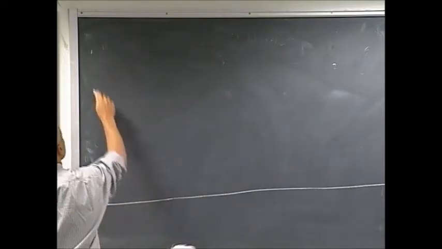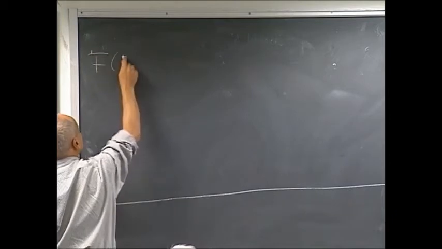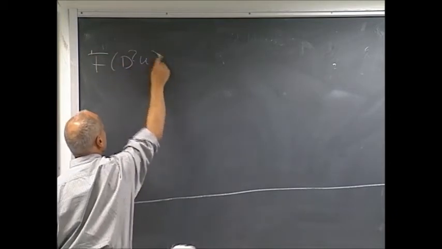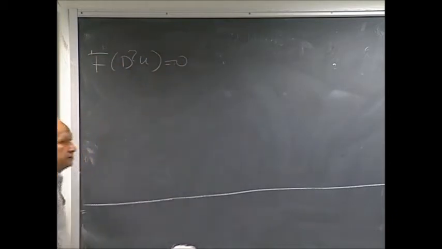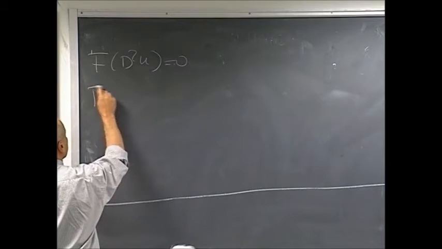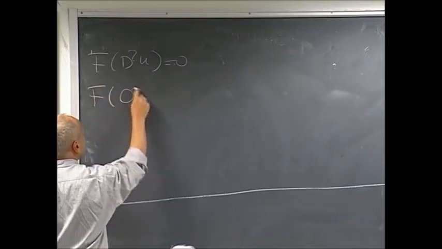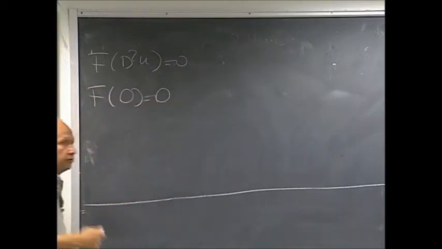Now, let's go back to uniform elliptic equations. We said that ellipticity meant, okay, I normalize my equation F so that F of zero is equal to zero. This is equivalent, for a linear equation, to saying that you have a zero right-hand side, okay?